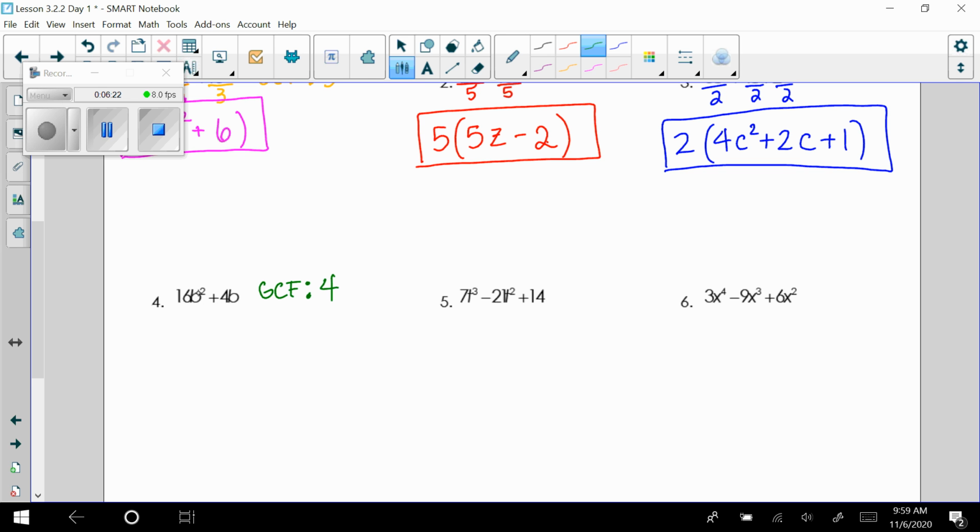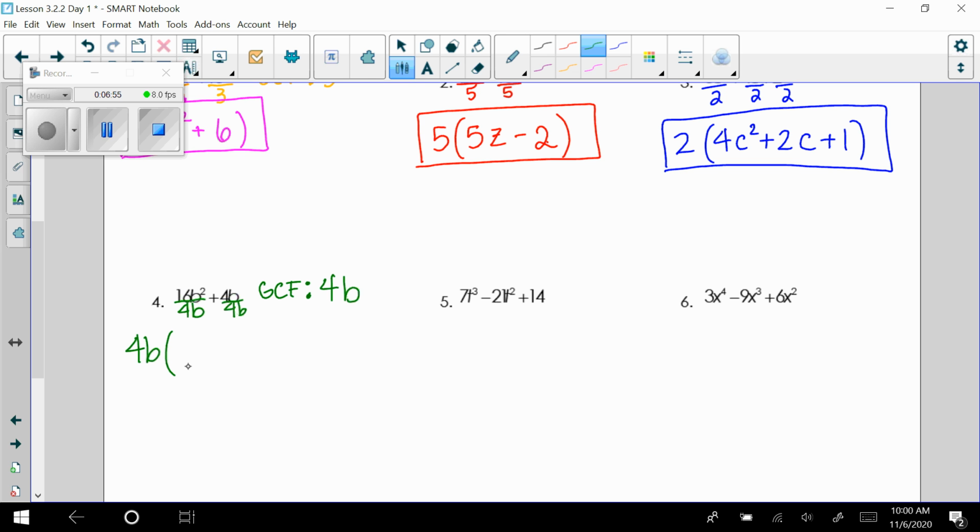But then also we have to look at the variable, the letter. And if you notice, these both have B's in them. So the most B's that I could take out of both of them is only 1 B, right? Because this one has 2 B's to give away, but this one only has 1 B. So the most you could take from both of them is 1 B. So that's why the GCF would be 4B. So we take that, that's our GCF, put that on the outside, and we're going to divide each of these by 4B.